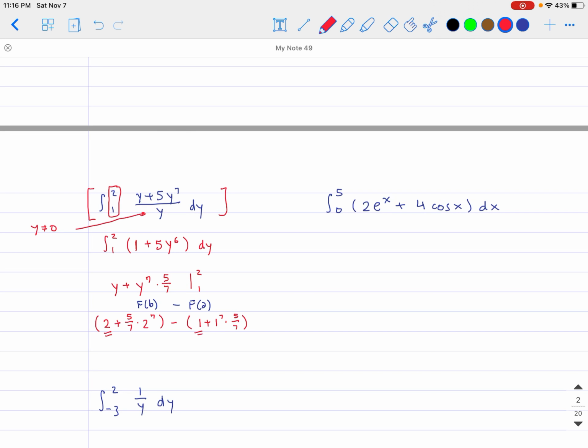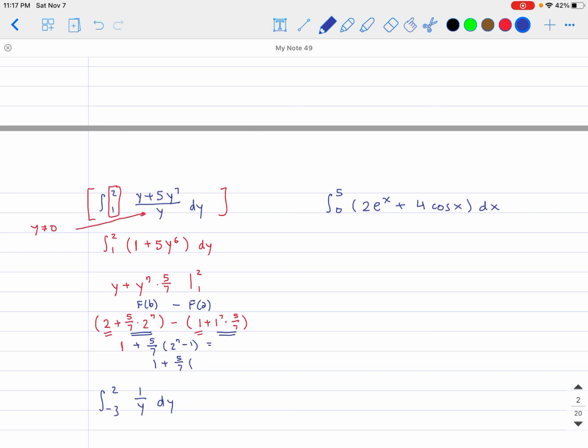Usually what I do is take the common terms and combine them together, because that's a lot easier to do. So 2 minus 1 is equal to 1. And then the other part, which is 5/7 of 2 to the 7th, and then 1 to the 7th of 5/7, that is going to be equal to, let's see if I can do a little bit of math on the side. They both have 5/7, which we can factor out. So that's 2 to the 7th minus 1. So again, the answer is going to be 1 plus 5/7 multiplied by 2 to the 7th power.